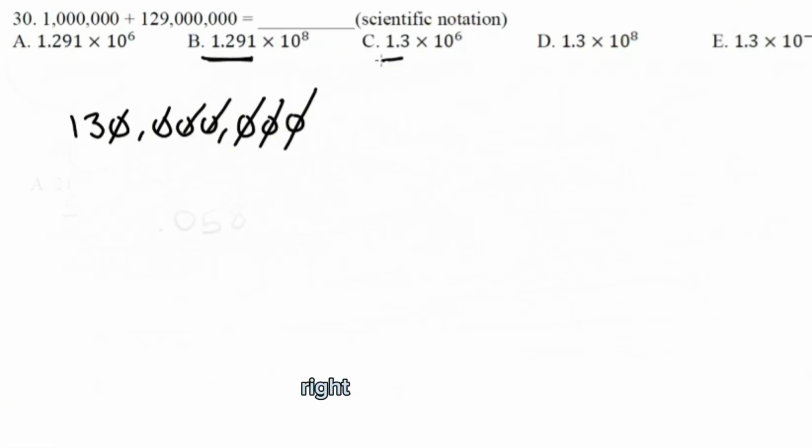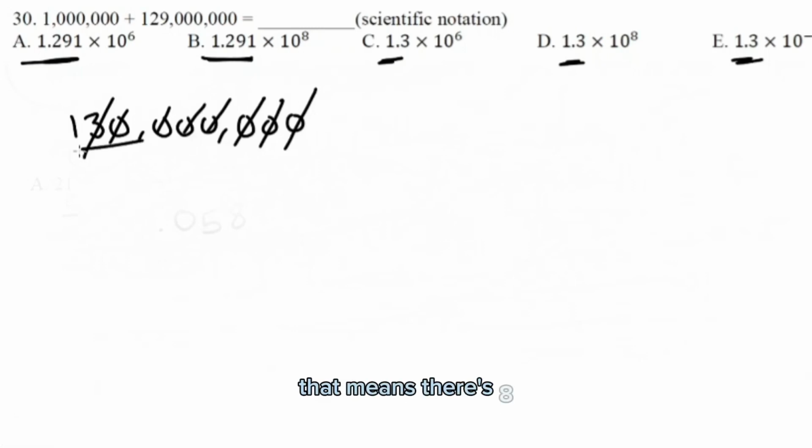Because scientific notation states the number in this position, multiplied times 10 to the power of something, has to be less than 10 but greater than 1. So it has to be between 1 and 10. 13 is not between 1 and 10. So we have to count this as well.